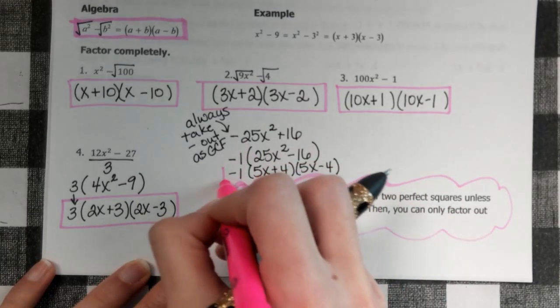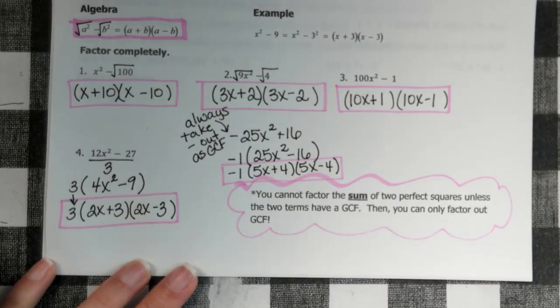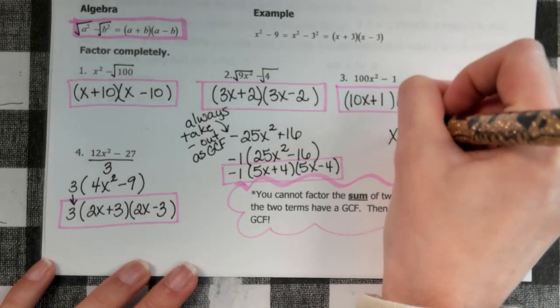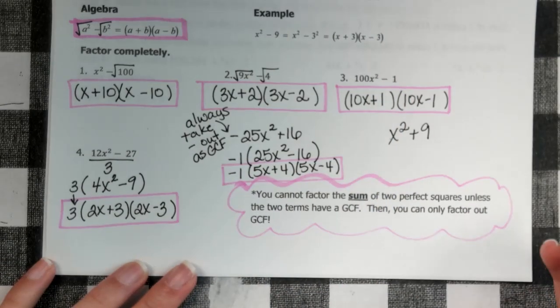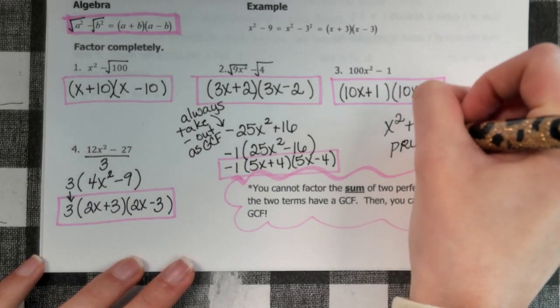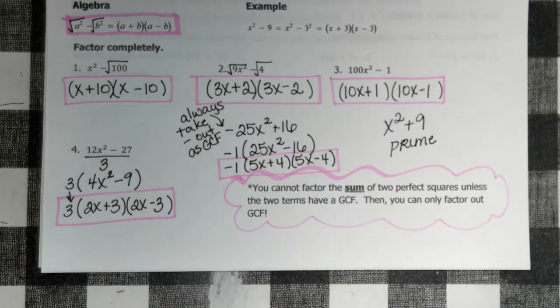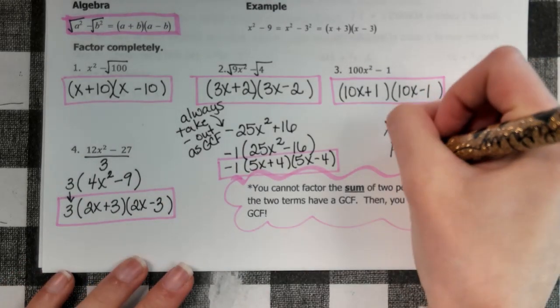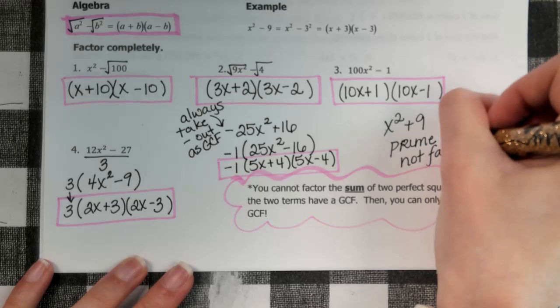Okay? So if you get to a problem that is the sum of two squares, so say x squared plus 9, you recognize it's a sum, you recognize you can't do it, you can either tell me prime or you can tell me not factorable. I'll take either way, prime or not factorable.